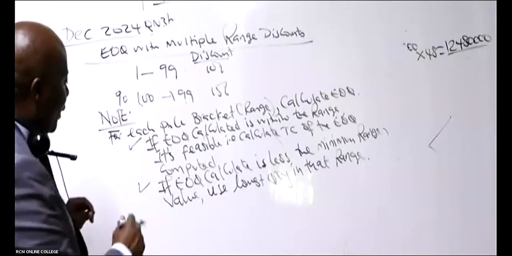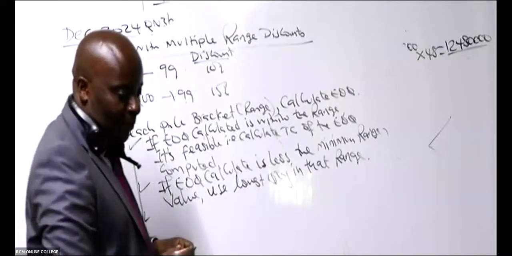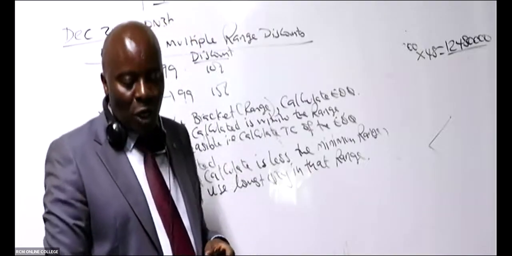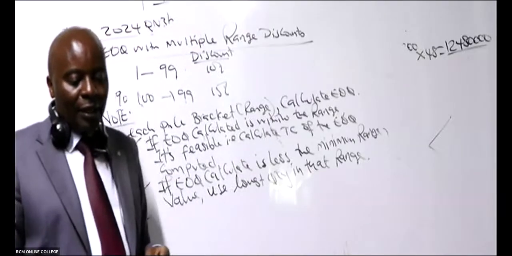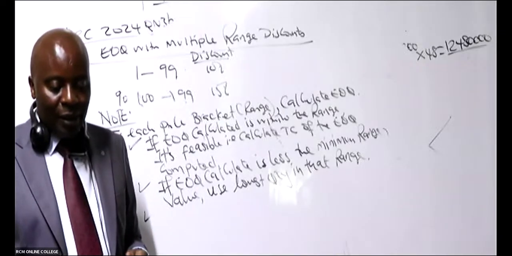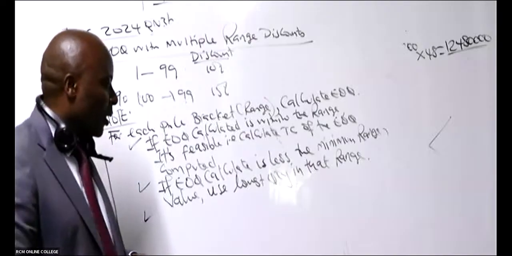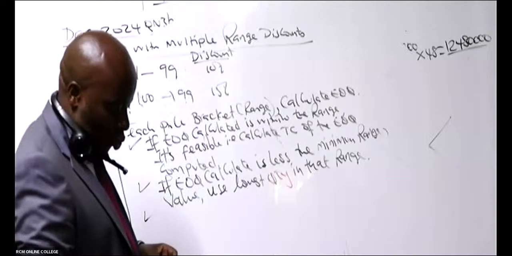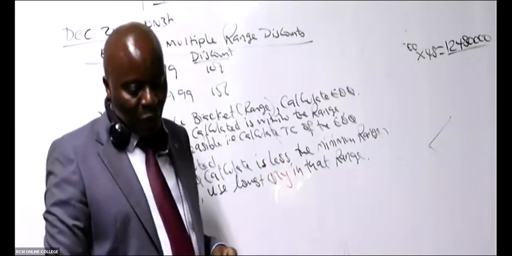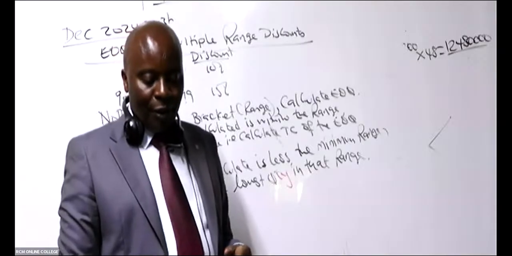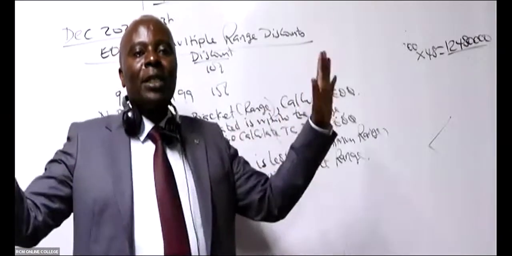The last one, the third tick. If EOQ computed is bigger than the maximum range value, ignore it.